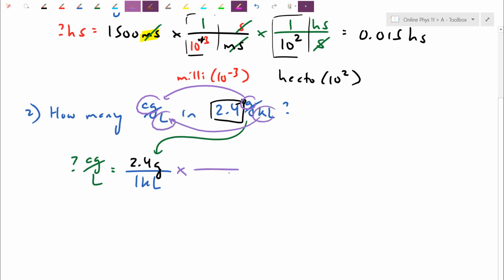Gram has to eventually get to centigram, and then kiloliter has to eventually get to liters. Doesn't matter which one you do, so let's just do the top one first here. Grams is on top, I don't want it anymore. Put grams on the bottom. I want to put the centigrams on top here.